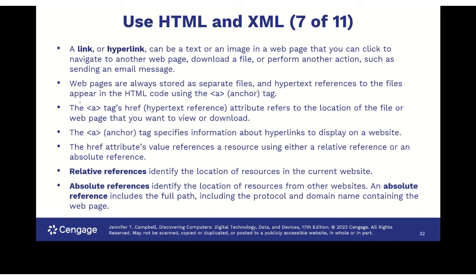A link or hyperlink can be a text or an image in a web page that you can click to navigate to another web page, download a file, or perform another action such as sending an email message. Web pages are always stored as separate files, and hypertext references to the files appear in the HTML code using the A anchor tag. So the anchor tag's href hypertext reference attribute refers to the location of the file of the web page that you want to view or download.